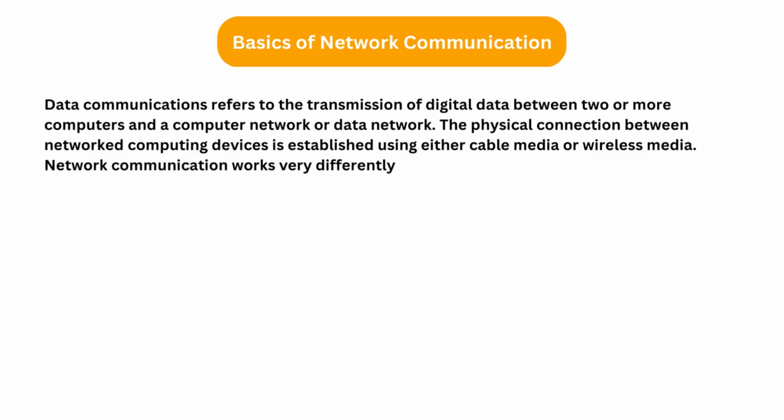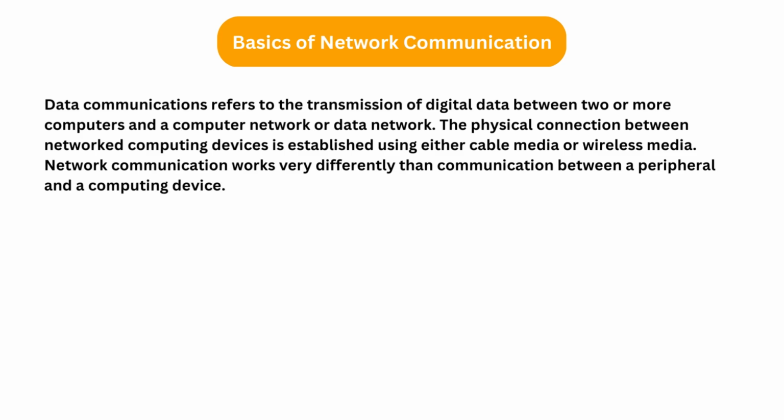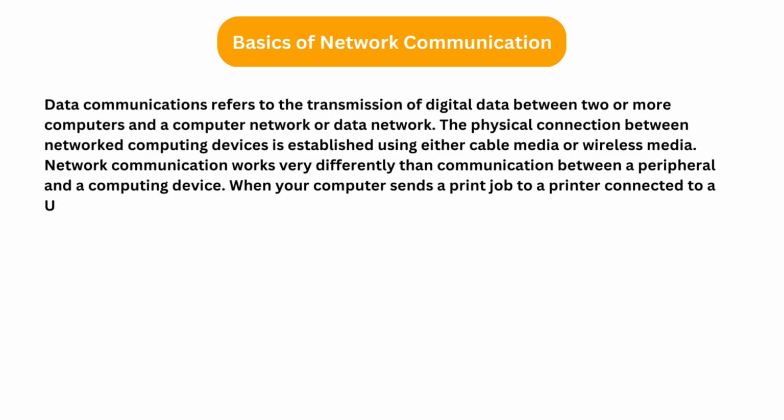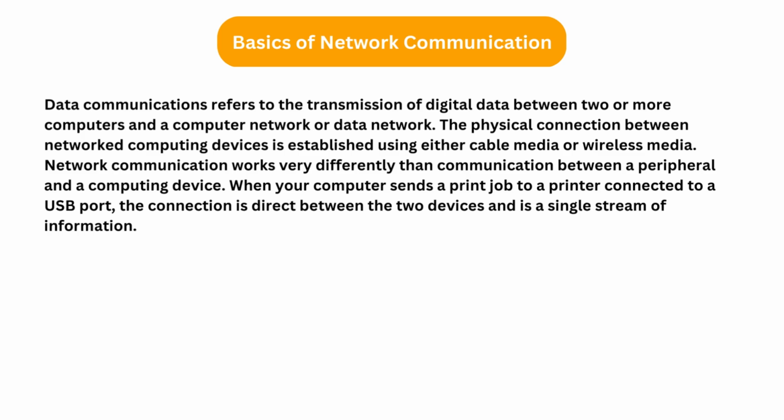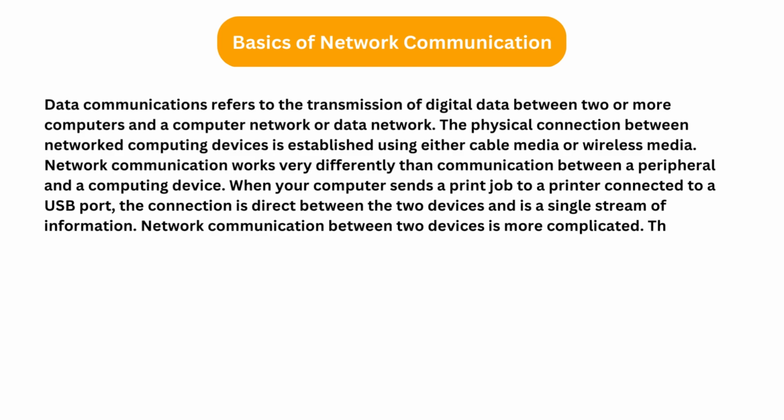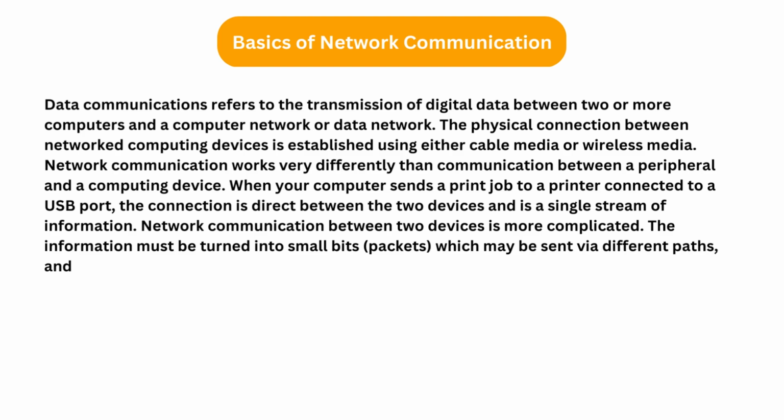Network communication works very differently than communication between a peripheral and a computing device. When your computer sends a print job to a printer connected to a USB port, the connection is direct between the two devices and is a single stream of information. Network communication between two devices is more complicated. The information must be turned into small bits, packets, which may be sent via different paths, and must be reassembled at the destination in the correct order.